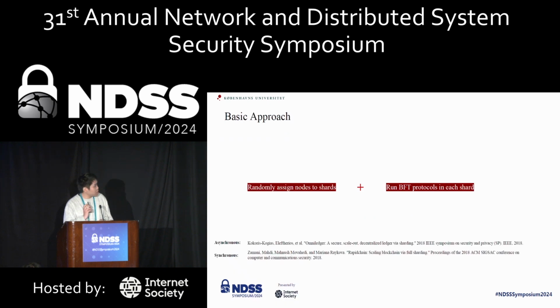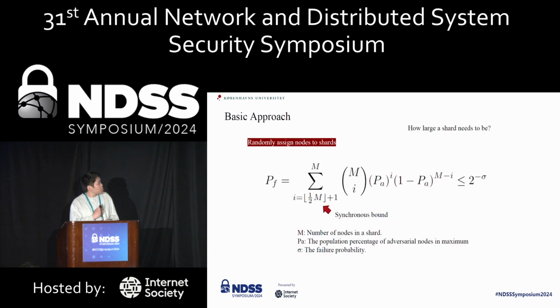Numerous sharding designs already exist, such as OmniLedger, which is an asynchronous protocol, and RapidChain, which is a synchronized communication protocol. These designs typically involve randomly assigning nodes to shards and executing separate Byzantine fault-tolerant protocols within each shard. Apparently, it is possible that a shard generates incorrect results if the adversary dominates the shard. That is to say, they outnumber the honest nodes in the shard to the extent that they can reach a decision without the approval of any honest node.